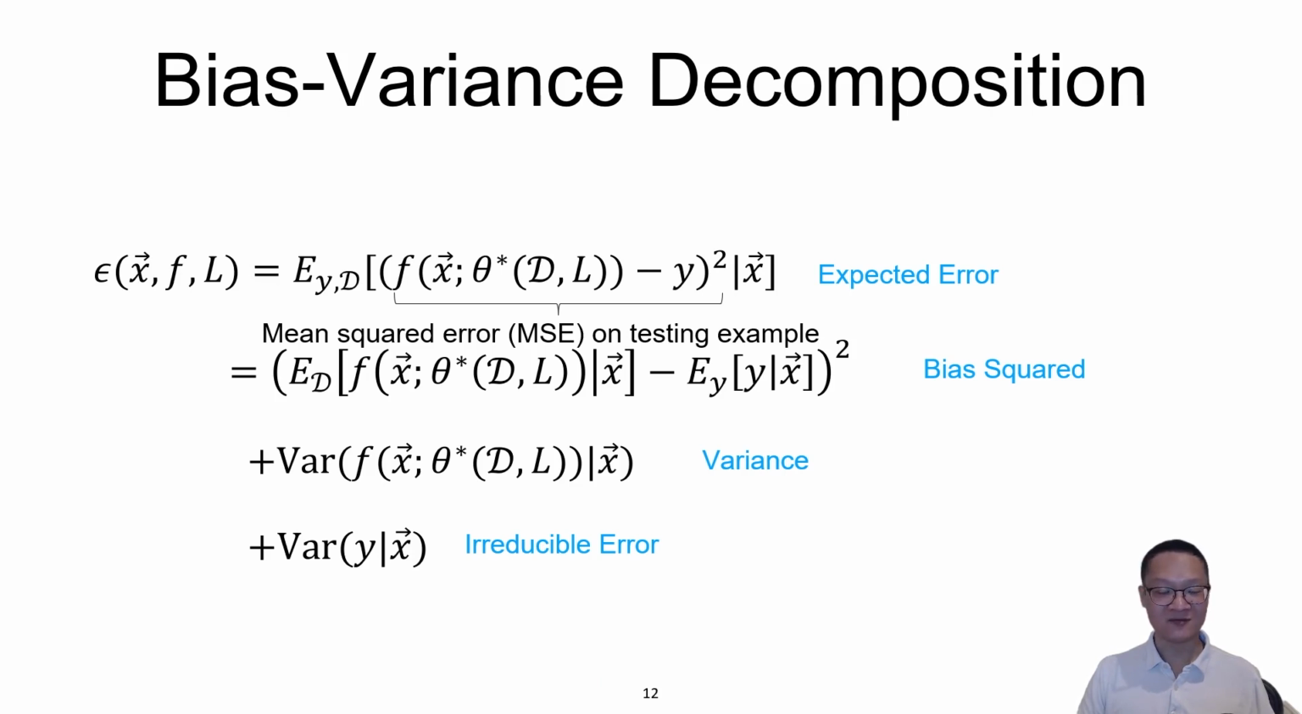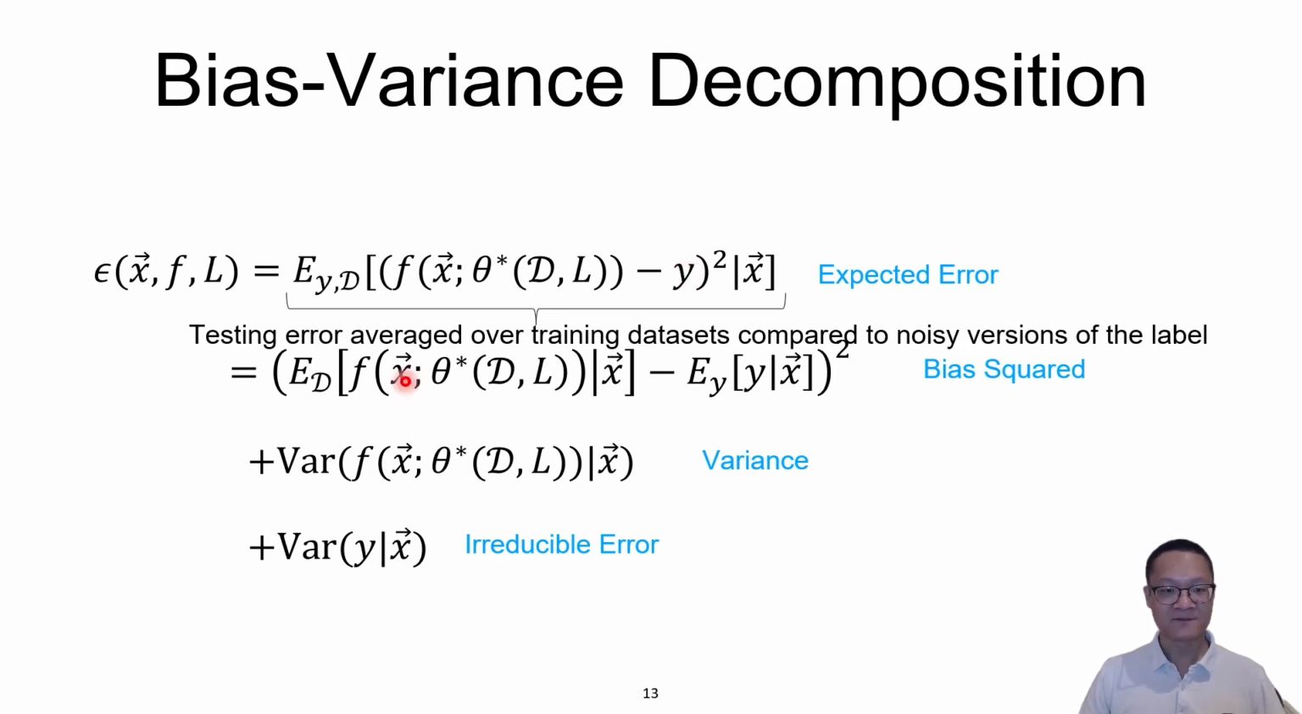There are a few things that are random here. For example, the data set we collected is random. There's some noise to it, so every time we collect the data set, it might be something a bit different. We just happen to have one sample data set from the world or the universe. Also, y is a random variable, because every time the universe generates y it is a bit different. That's why we take the expectation over these variables, over y and D. So this entire expectation is the testing error averaged over training data sets, compared to the noisy version of the label.